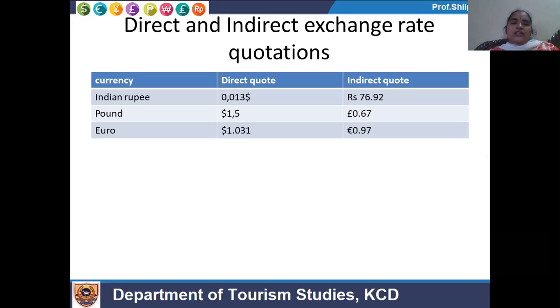How can you do this? You can do it yourself also. If you see the price in the newspaper, $1 is equal to 76.92 rupees, you can make it into an indirect quote. How? 1 divided by 76.92 will come out to 0.013. Similarly, if you take a direct quote, 1 upon 0.013 will give you 76.92. So we say that direct quote and indirect quote are inversely proportional to each other. Similarly, 1 upon 1.5 will be 0.67, or 1 upon 0.67 will give you 1.5. If you know one, you can change it into another. So this is about direct and indirect exchange rates.